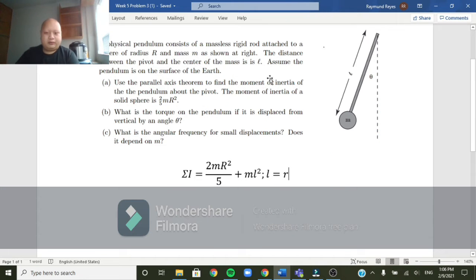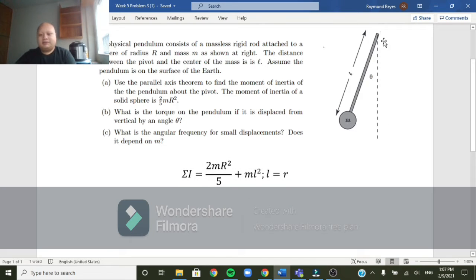Yep, we are looking for the moment of inertia for part A of the pendulum about the pivot. As you can see, we are given a moment of inertia for a sphere, which is 2/5 the mass times radius squared. And I forgot to tell you that the parallel axis theorem is basically the sum of all moments of inertia.